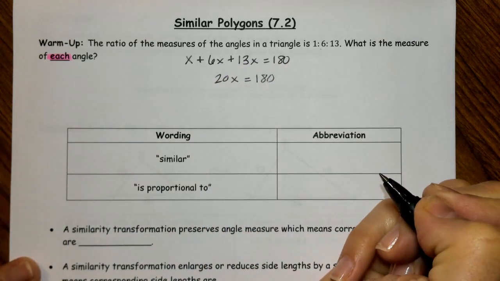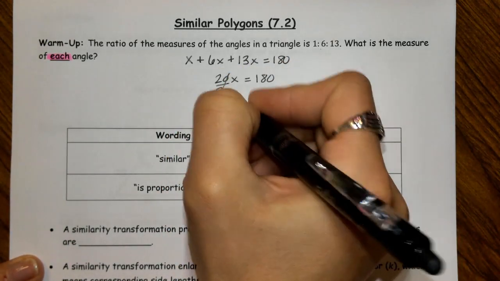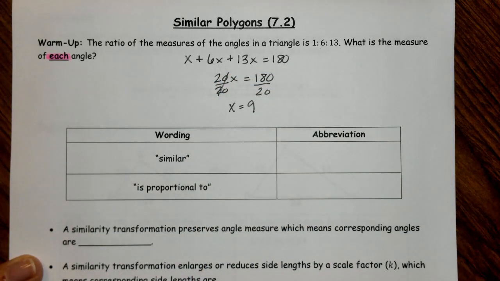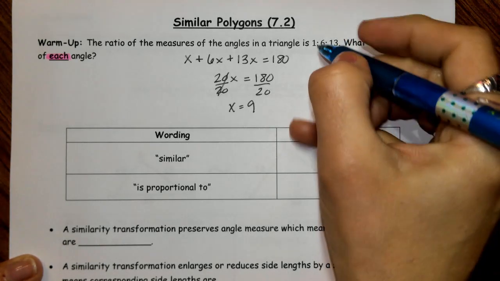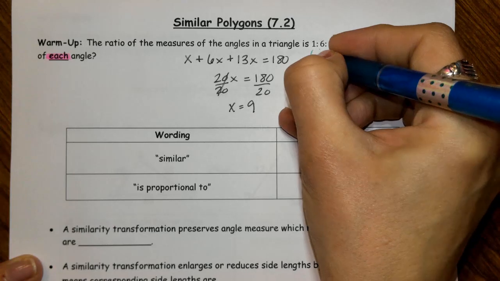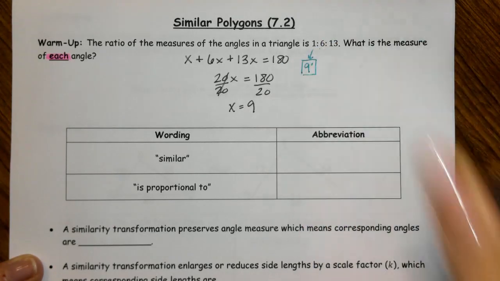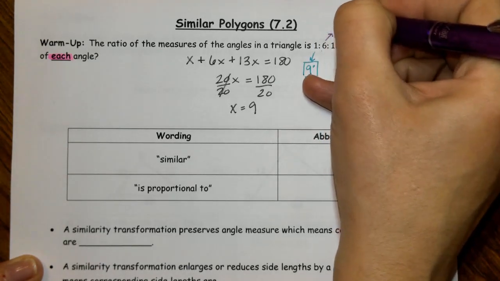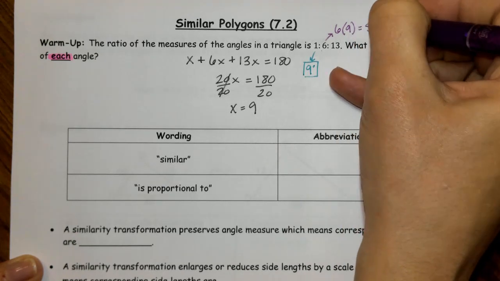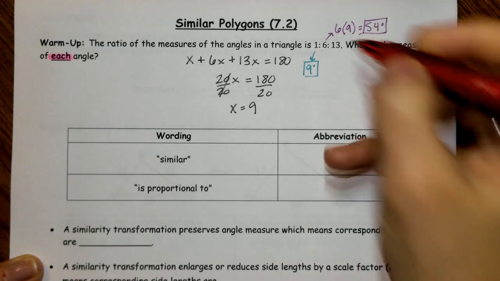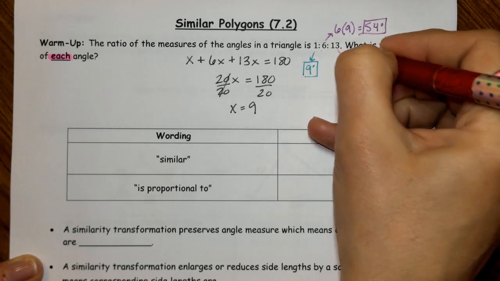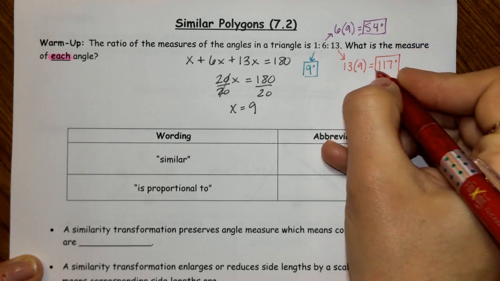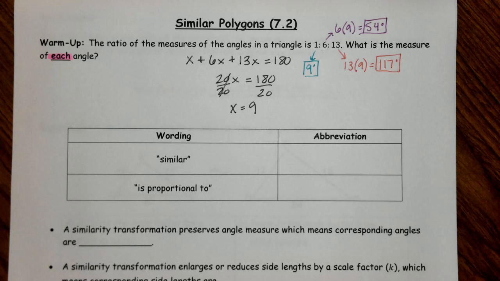Combine our like terms, we should have 20x equals 180, and then we divide by the 20, and x is going to equal 9. So now we need to plug back in to find each one. The 1 as 1x is just going to be 9 degrees. When we take a look at the 6, we need to know this as 6x, so 6 times 9. This one will be 54 degrees. And then 13 would be 13 times x, so 13 times 9. This will be 117 degrees. Then when you add 117 plus 54 plus 9, you'll get 180 degrees.